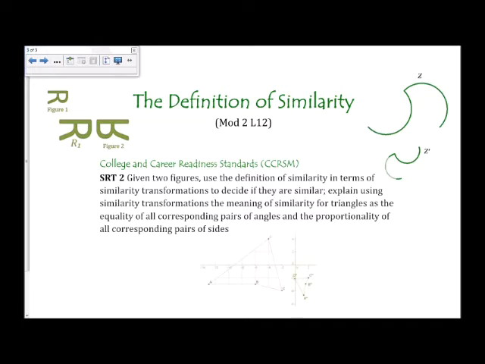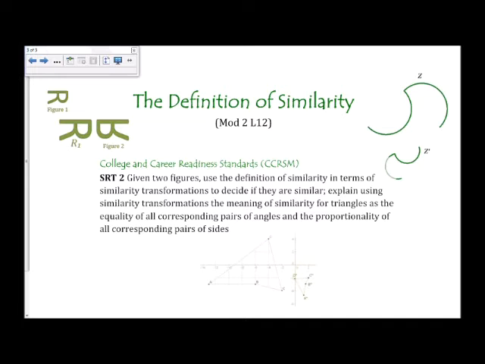The next lesson is about the definition of similarity. First, I want to rewind to the first module and talk about the definition of congruence. We defined congruence using a series of rigid motions that maps one onto the other. In this lesson, we're talking about the definition of similarity.